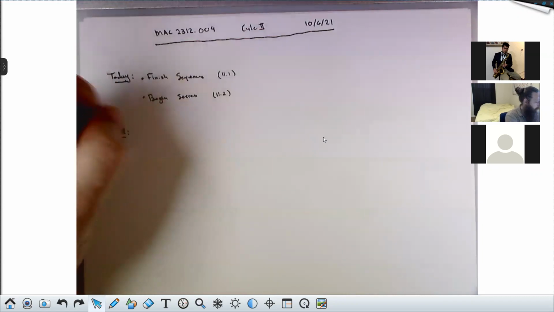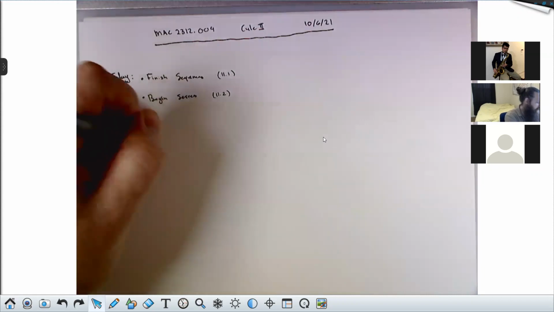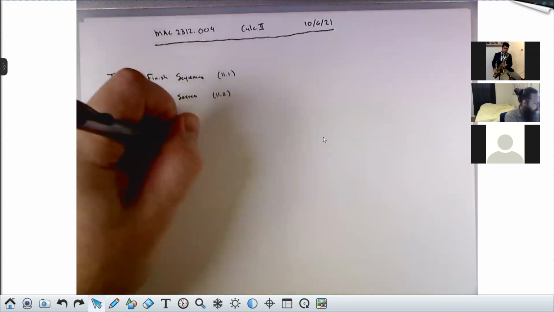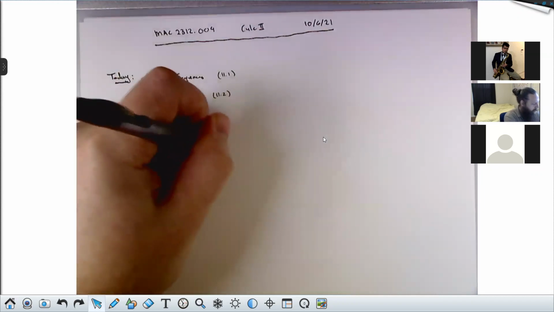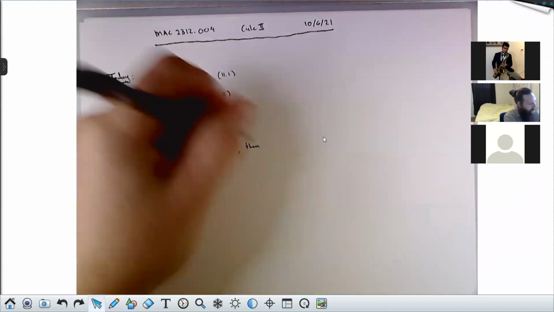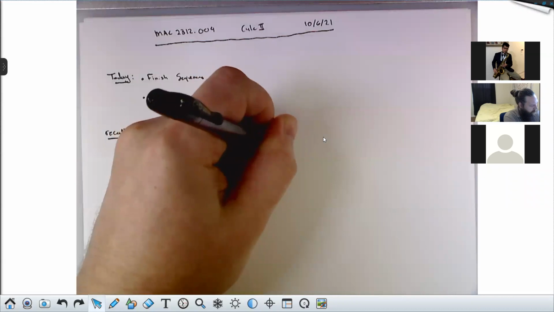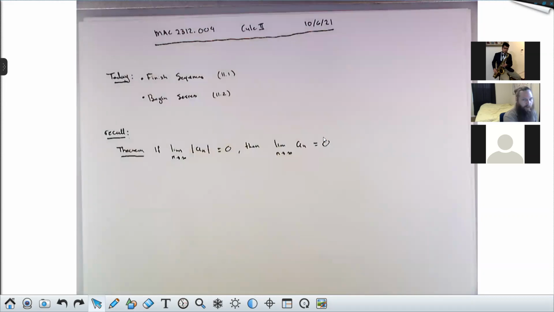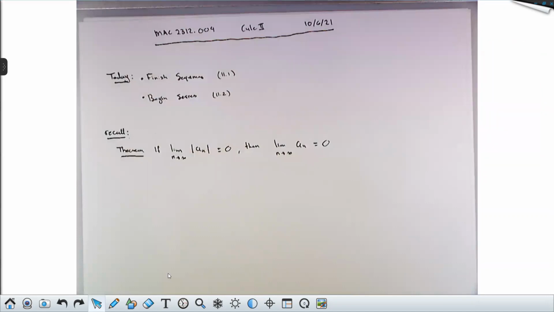We have this theorem which says that if the limit as n goes to infinity of the absolute value of a_n is 0, then the limit as n goes to infinity of a_n itself must be 0. This is actually a special case of the squeeze theorem. It's also a special case of our theorem on continuous functions, where you take the continuous function to be the absolute value function. But sometimes it's useful on its own to just think of it like this.